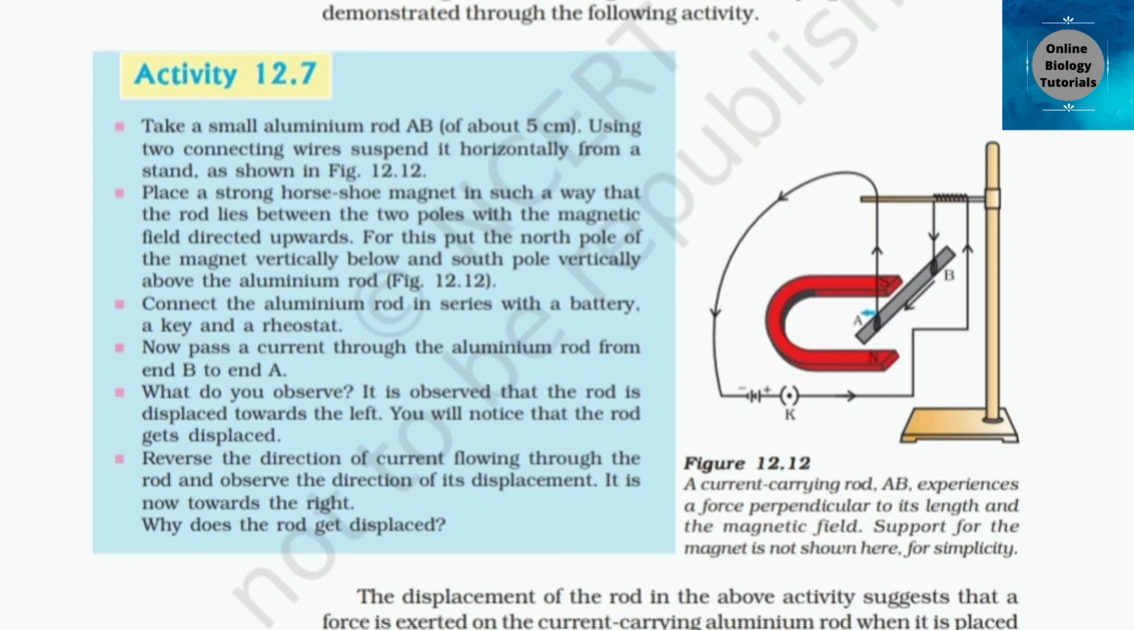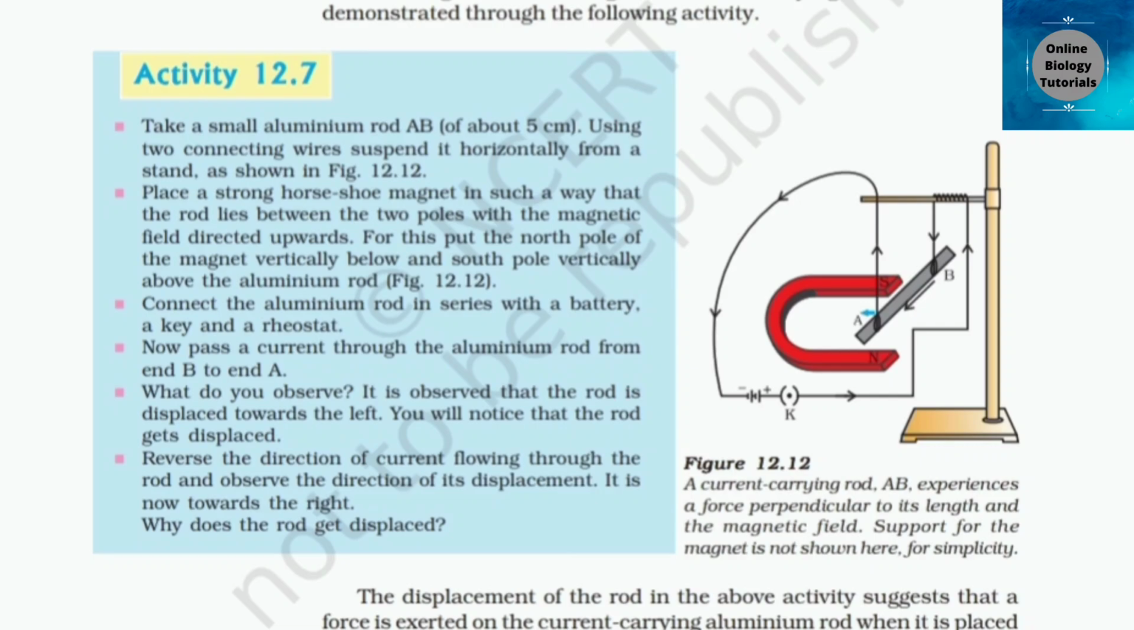Connect the aluminium rod in series with a battery, a key and a rheostat. Now pass a current through the aluminium rod from end B to end A. And what do you observe? It is observed that the rod is displaced towards the left. You will notice that the rod gets displaced. Reverse the direction of current flowing through the rod and observe the direction of its displacement. It is now towards the right. Why does the rod get displaced?